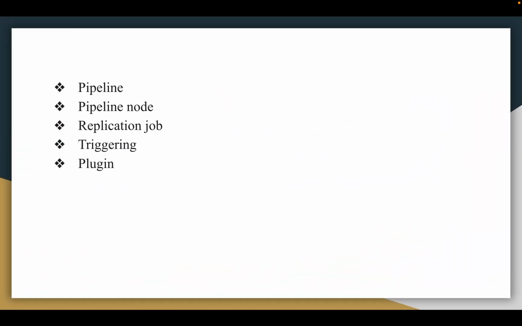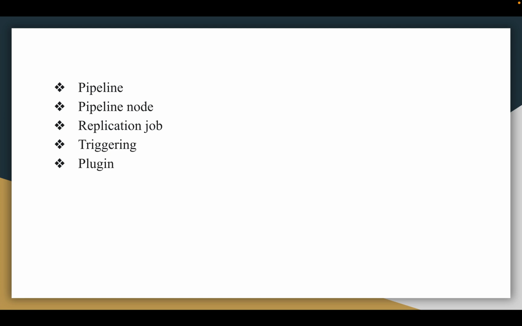What is a pipeline? What is a pipeline node? Next, we are going to see about the replication job. And next is triggering. Then, what is a plugin? Okay, first, what is a pipeline? A pipeline is a way to visually design data and control flows to extract, transform, blend, aggregate, and load data from various on-premises and cloud data sources.